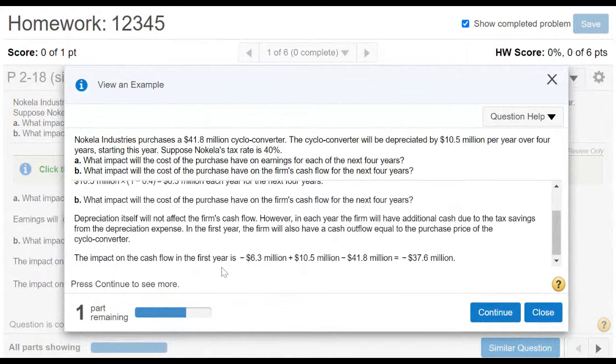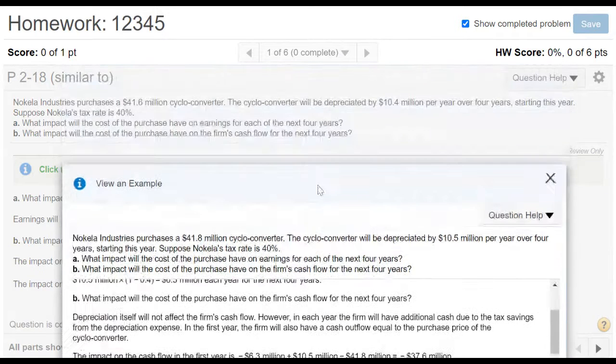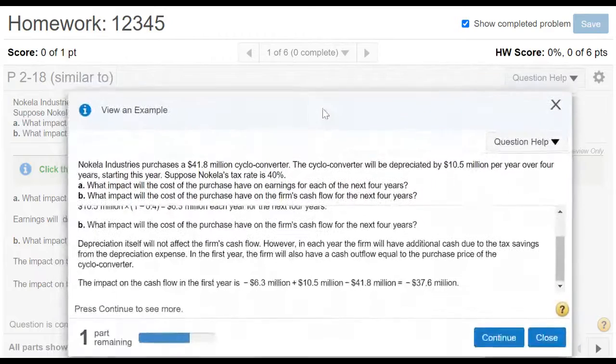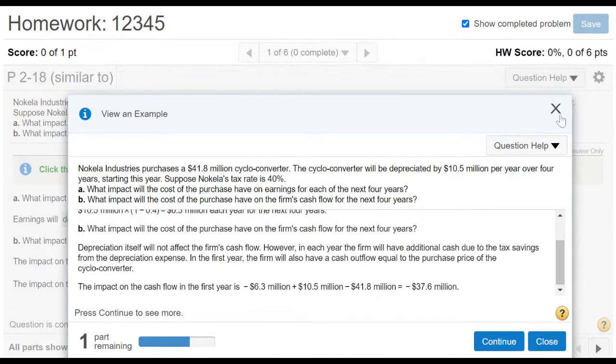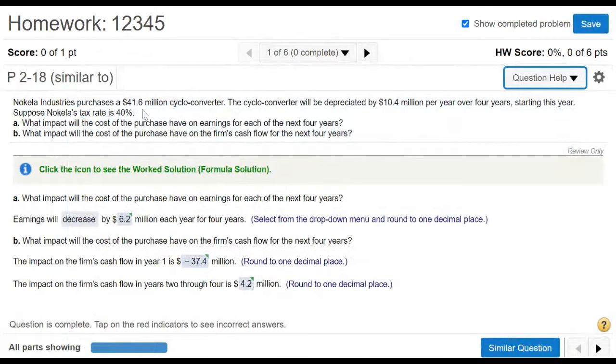You're going to say negative 6.3 plus 10.4 minus 41.36. Okay, let's explain what happens here.